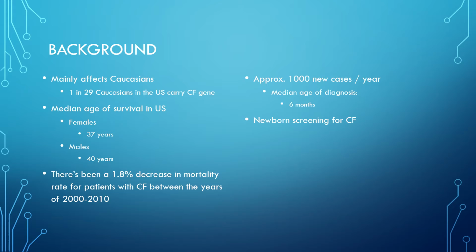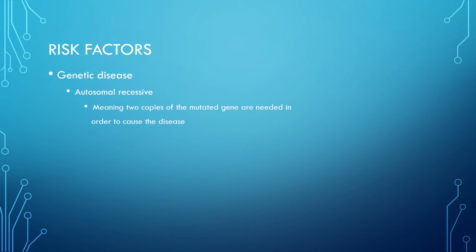Approximately 1,000 new cases of cystic fibrosis are discovered every year. The median age of diagnosis is around 6 months. This is most likely due to the newborn screening for cystic fibrosis, where all newborn babies are screened for CF in all 50 states. Again, CF is an autosomal recessive disease, meaning there must be 2 copies of the mutated gene in order for the disease to be activated.